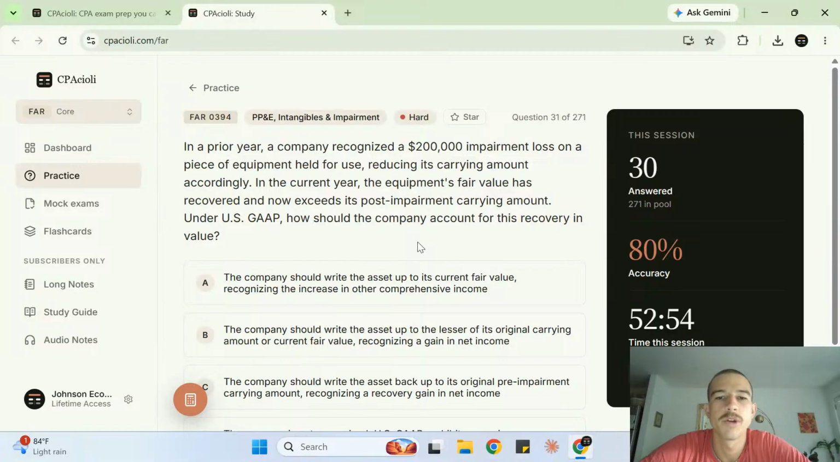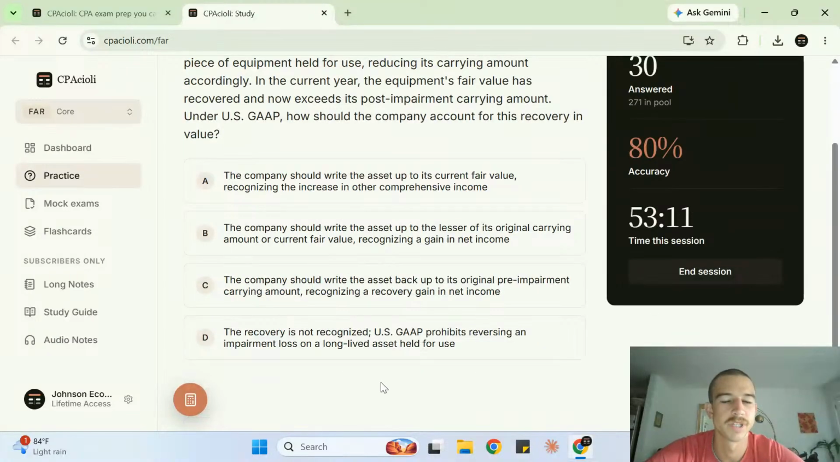In a prior year, a company recognized a 200K impairment loss on a piece of equipment held for use, reducing its carrying amount. In the current year, the equipment's fair value has recovered and now exceeds its post-impairment carrying amount. You can't write the asset up because of the conservatism principle in accounting.